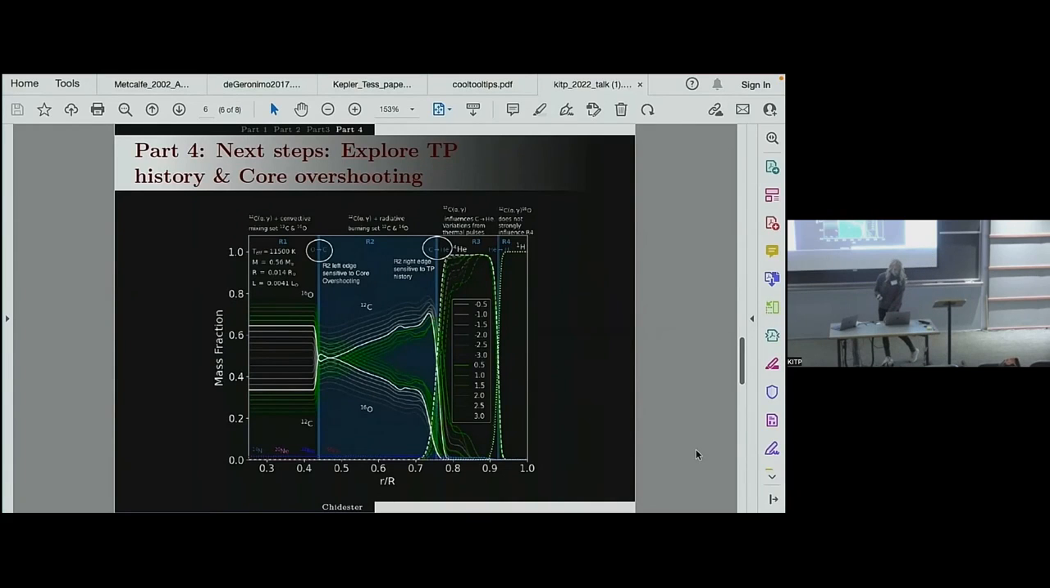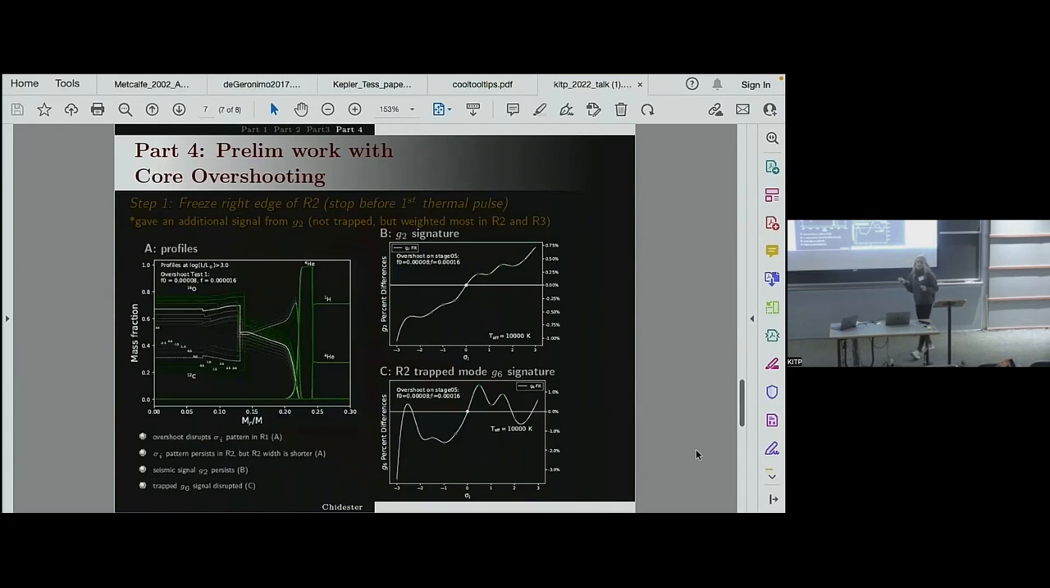And this is just preliminary work, but we first decided to fix the right edge of the R2 region. And how we did that is we stopped the models at the first thermal pulse, before we added core overshooting. We just wanted to make sure that our seismic signature persisted. And it turns out that it did, but we got an additional seismic signal coming from G2. G2 wasn't necessarily trapped, but it was weighted most in the R2 and R3 regions, so it could still be picking up that sigma sub I distinguishment.